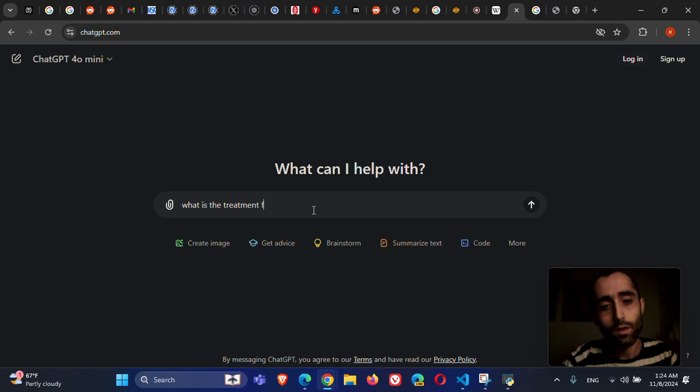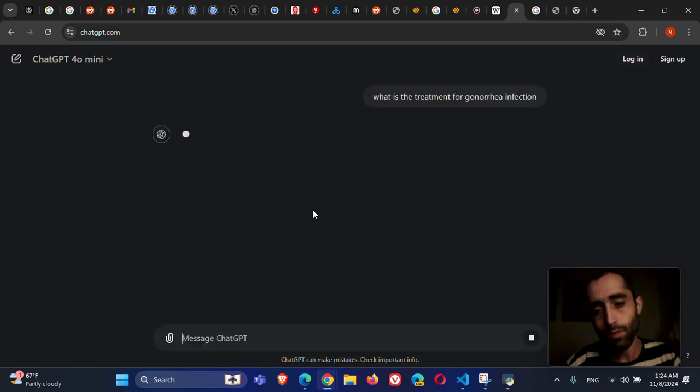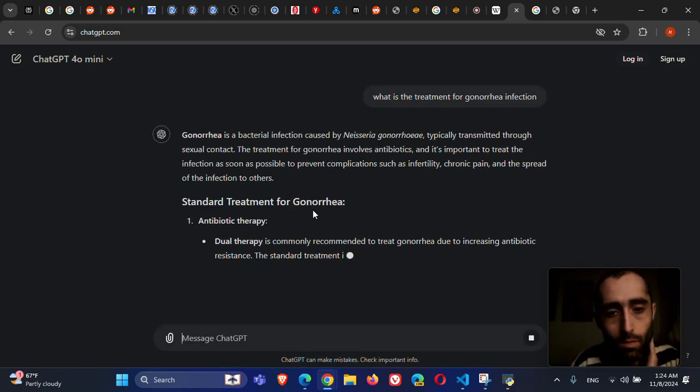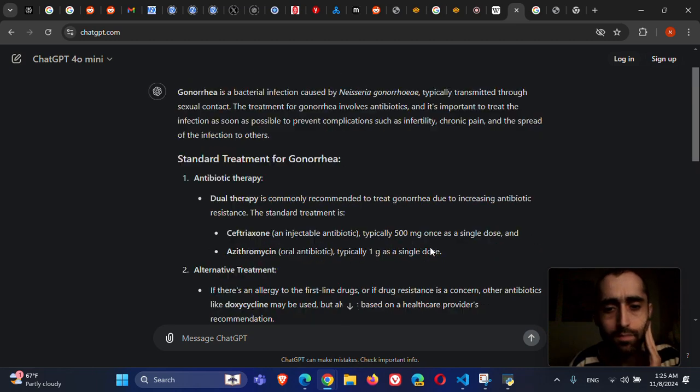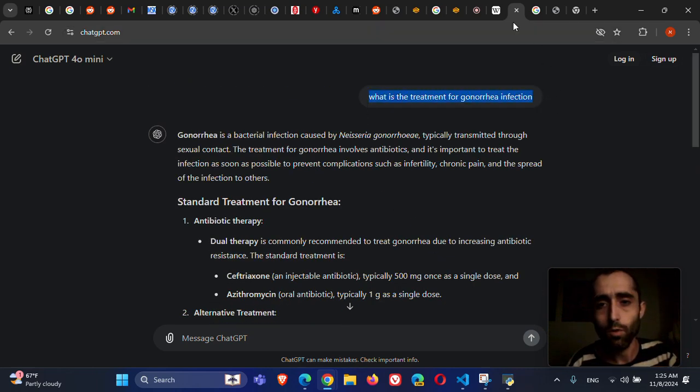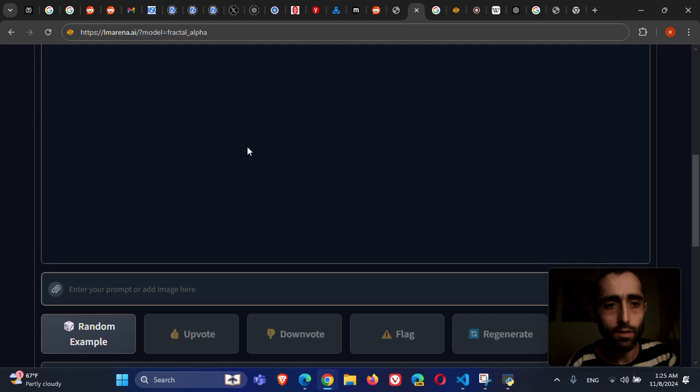What is the treatment for gonorrhea infection? Now it should understand that I'm talking about ceftriaxone 500 milligrams and 1 gram of azithromycin to cover chlamydia. Today it is more likely doxycycline. Okay, but sometimes it gets it wrong. Let's see that just this model gets it right.